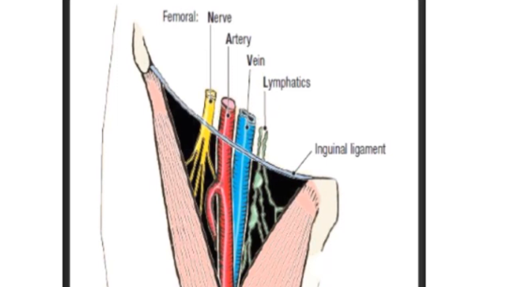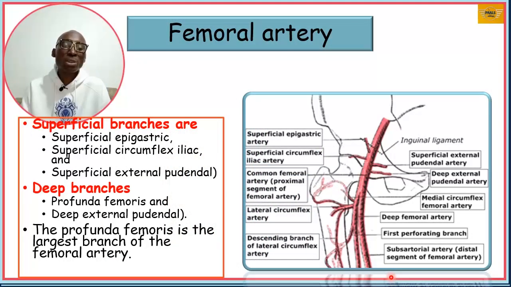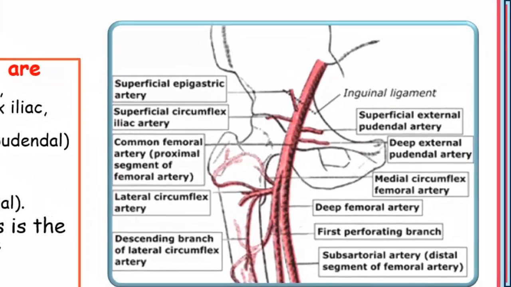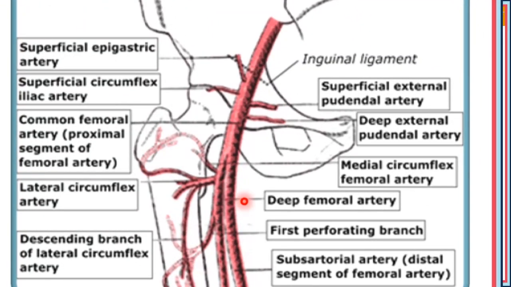Now, the femoral artery will give off some branches, 3 superficial branches and 2 deep branches. We'll consider these branches. We'll start with the superficial branches. Now, for the superficial branches, let's take a closer view. Here we'll be seeing the superficial epigastric artery, the first superficial branch. Next, we'll be seeing the superficial circumflex iliac, and that is the branch here. And then finally, we'll be seeing the superficial external pudendal artery, that is the artery here.